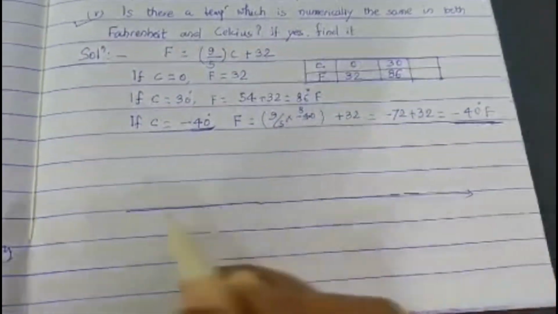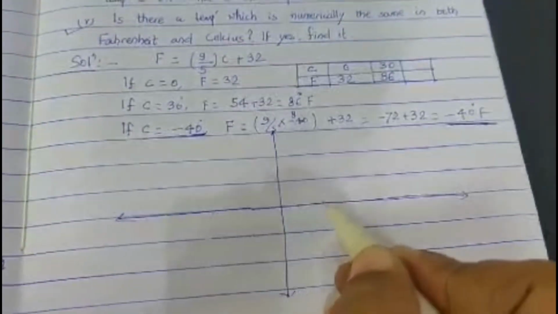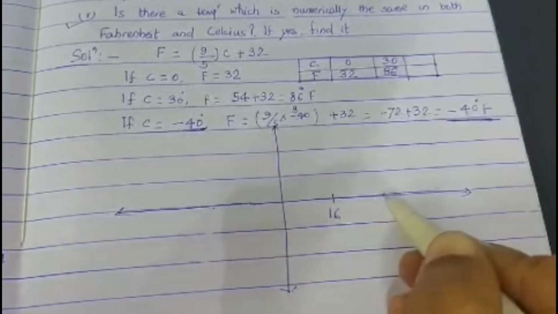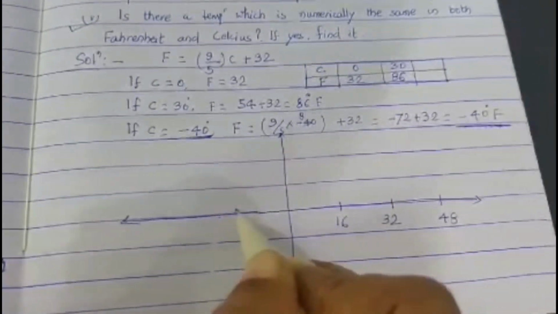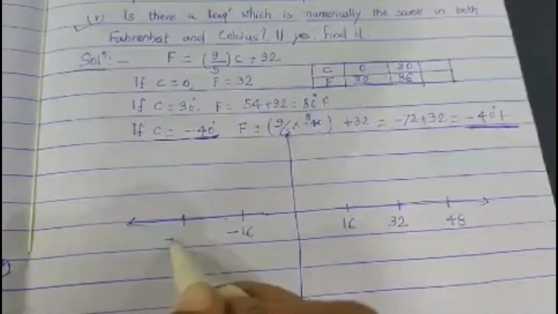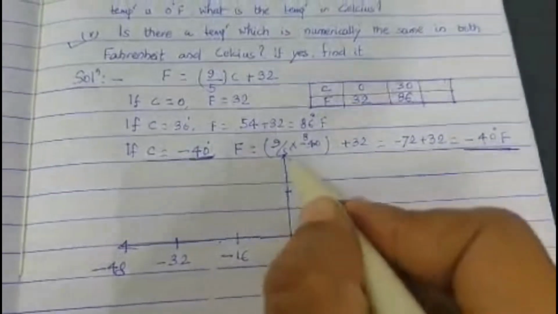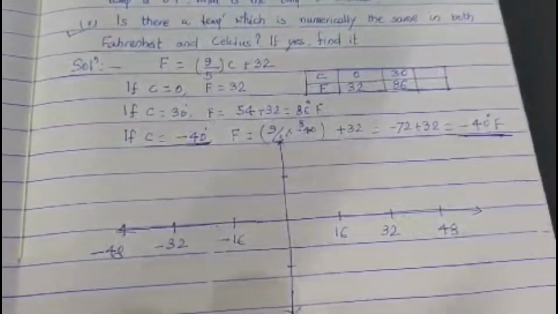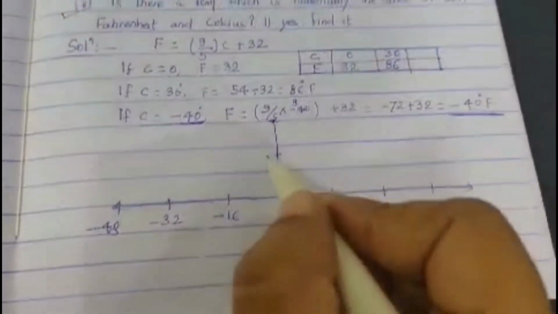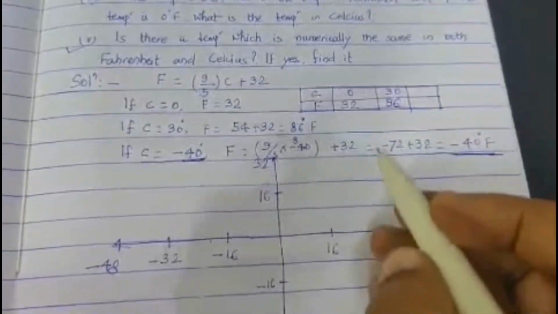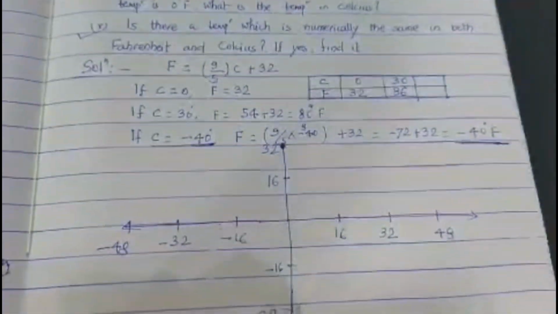Let's see. Suppose we are taking the scale as 16, then 32, then 48. This is minus 16, minus 32, minus 48. Here also 16, 32, minus 16, minus 32, like this. So the first point was 0, 32. When C is 0, this value will be 32. This is the first point.